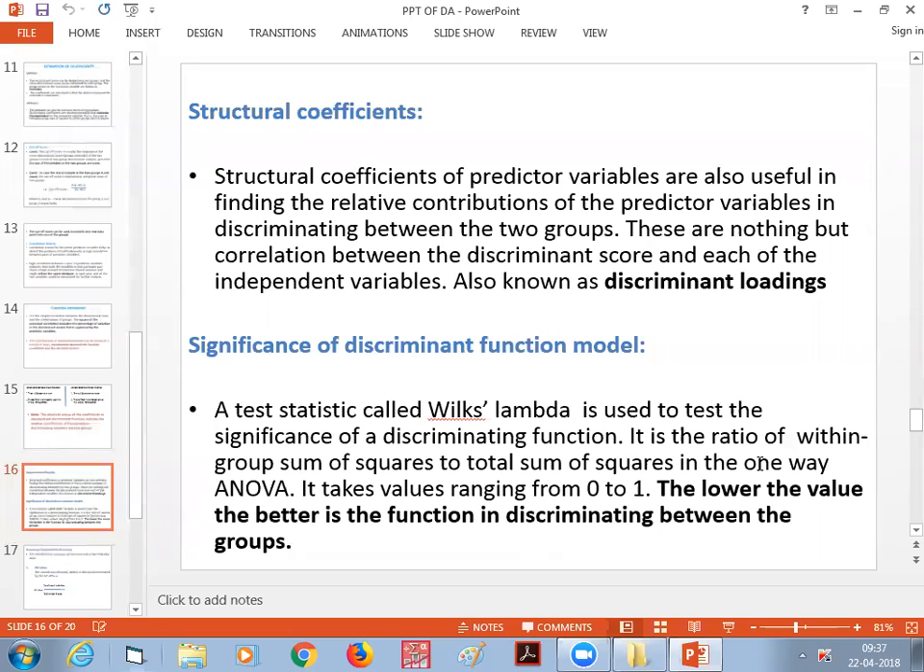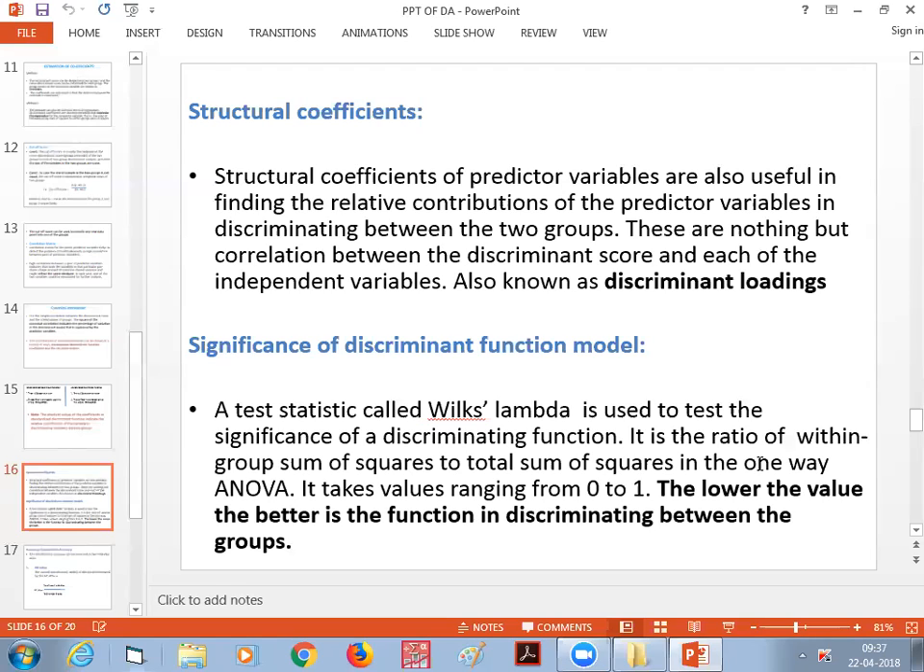Look at that one, I have given. Wilks' lambda is used to test the significance of a discriminant function, whether the model is significant in classifying or not. So what is that actually? It is the ratio of within-group sum of squares to total sum of squares in a one-way ANOVA, similar to an F ANOVA table only.